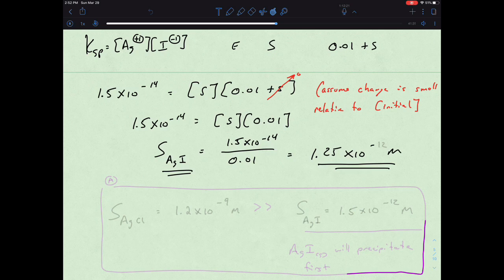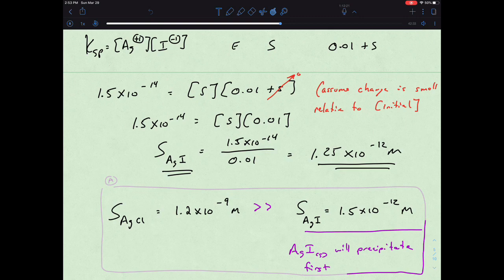So if we look at the different solubilities, we have a solubility of silver chloride to be 1.2 times 10 to the negative 9th molar, and we have a solubility of the silver iodide above here to be... I have a mistake above, so we'll correct that. It should be 1.5 times 10 to the negative 12th molar above. So those are our 2 molar solubilities, and the fact that the one is so much greater means that the silver iodide will precipitate first.